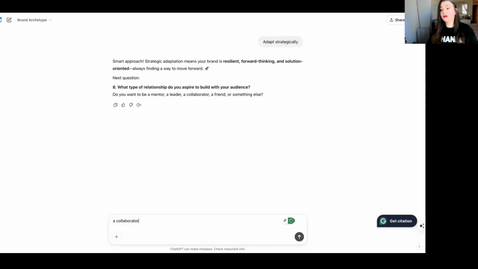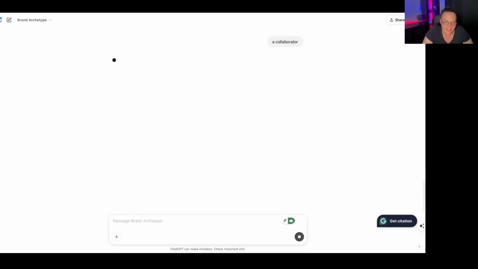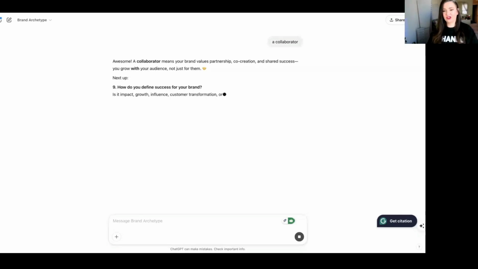You can be multiple things. You can be a collaborator, you can be a mentor. I don't want to be a mentor and a leader. That's too much pressure. Perfect. All right, a collaborator. I'll go with collaborator. Partnership, co-creation, and shared success. You grow with your audience, not just for them.